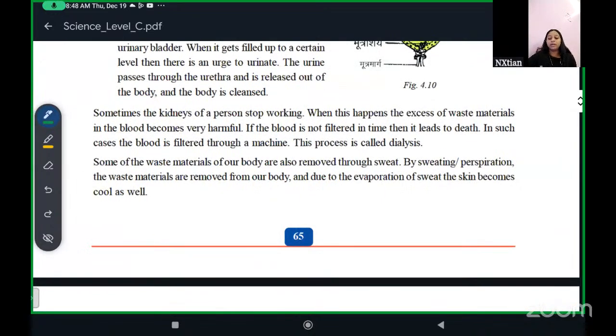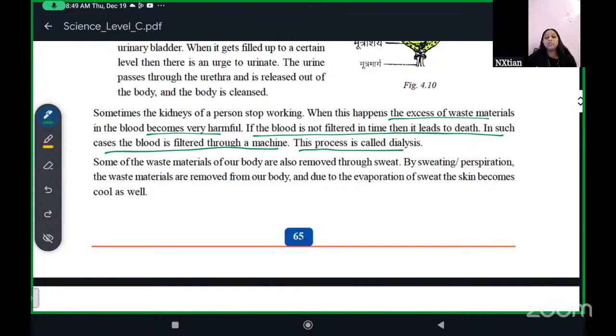Sometimes the kidney of a person stops working. So what happens when the kidney stops working? The excess of waste material in the blood becomes very harmful. If the blood is not filtered in time, then it leads to death. In such cases, blood is filtered through a machine. This process is called dialysis.